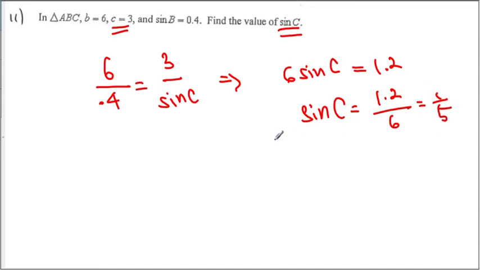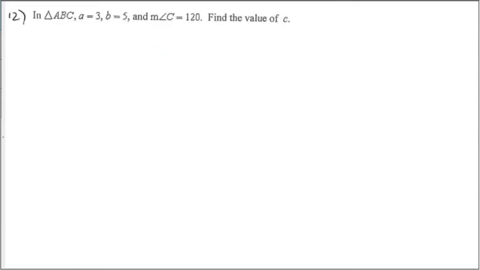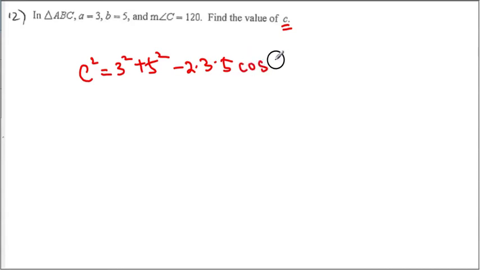Alright, let us look at the next question, 12 here. We want to figure out the value of c. Then let's try to look into this one. We can use the law of cosines here, so we have c squared is equal to 3 squared plus 5 squared minus 2 times 3 times 5 times cosine of 120.